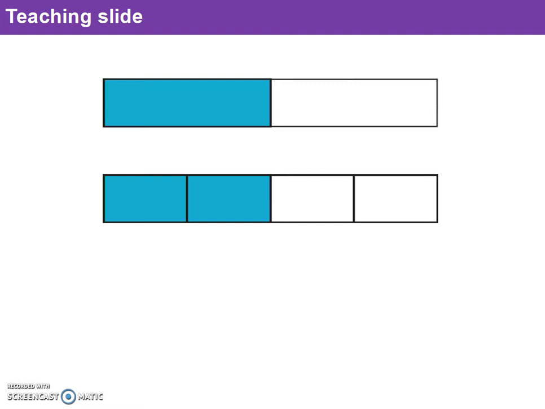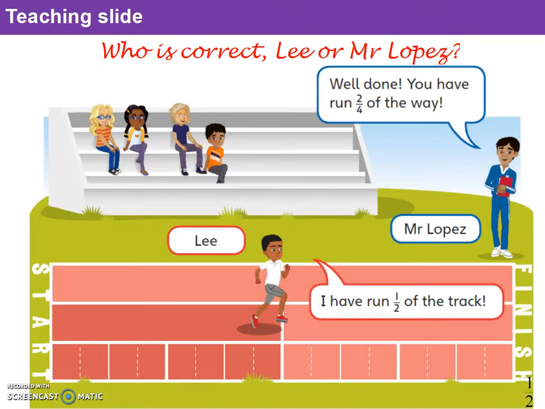So in this instance, Lee is right that he has run 1 out of the 2 equal parts, or 1/2 of the track, and Mr. Lopez is correct by saying that he's run 2 out of the 4 equal parts, 2/4 of the track. Because on this one we can see that though we have different numerators and denominators, they are exactly the same size, which makes them equivalent fractions. So the answer to question 1A, who is correct, is both of them. Lee is correct and Mr. Lopez is. So now let's move on to question 1B.